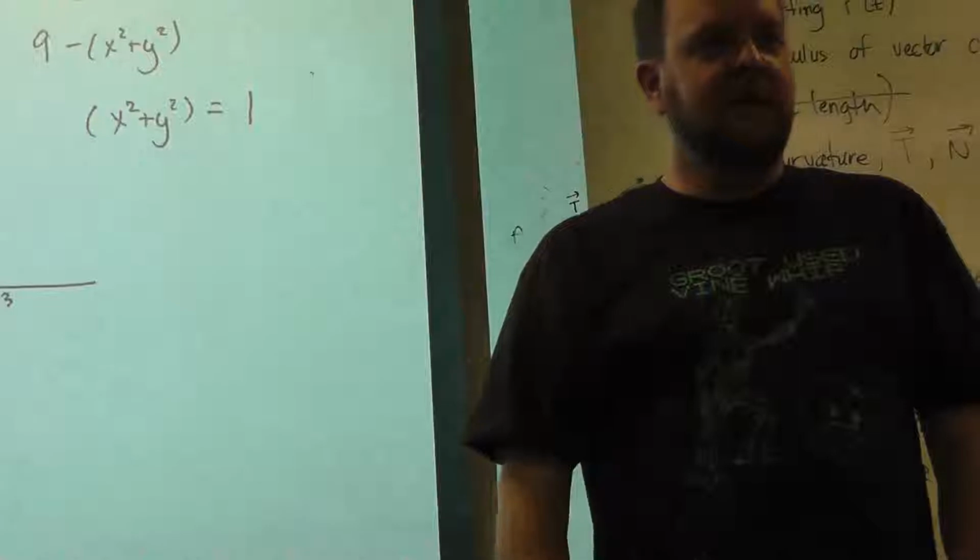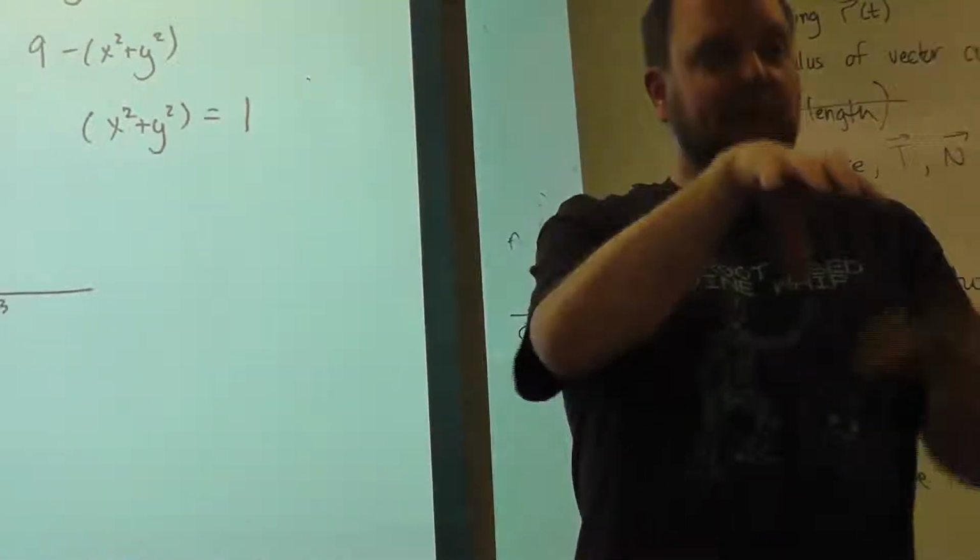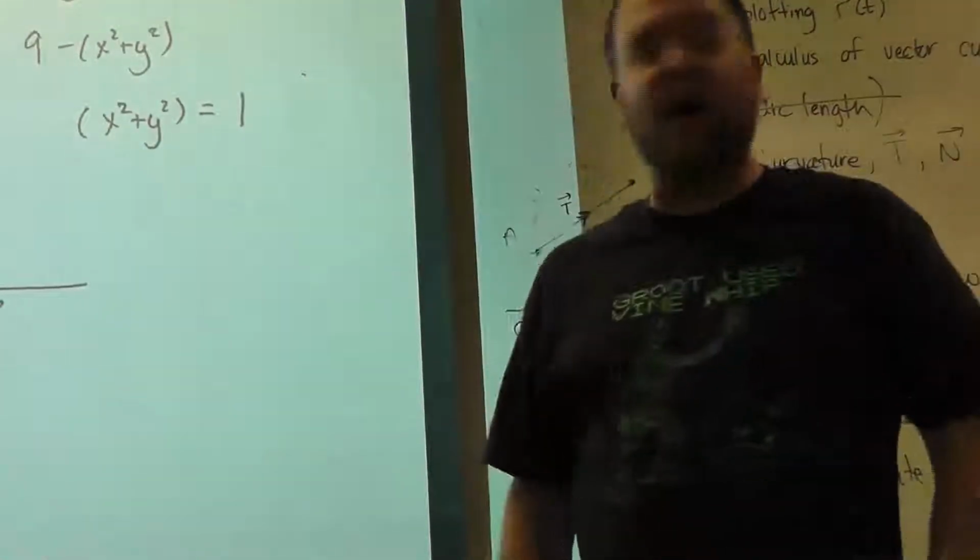Is it going down, or is it up? So it is opening down. It is a bowl-shaped object opening down. It's properly called a paraboloid.